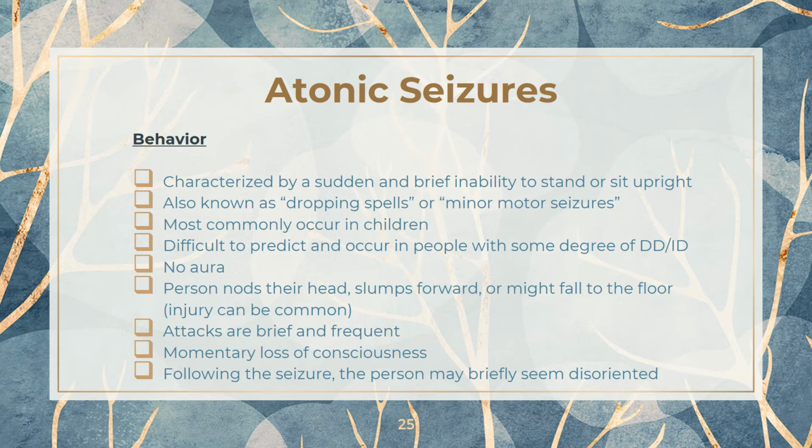The person may fall to the floor, so injury can be common. The seizures are brief but frequent, and the person has a momentary loss of consciousness, which can cause a person to be disoriented after the seizure. The following video shows what an atonic seizure might look like and the appropriate way to respond.